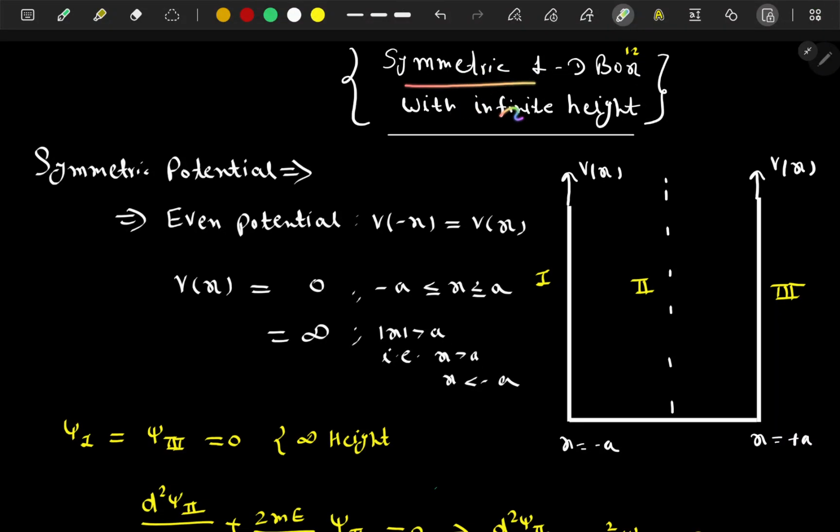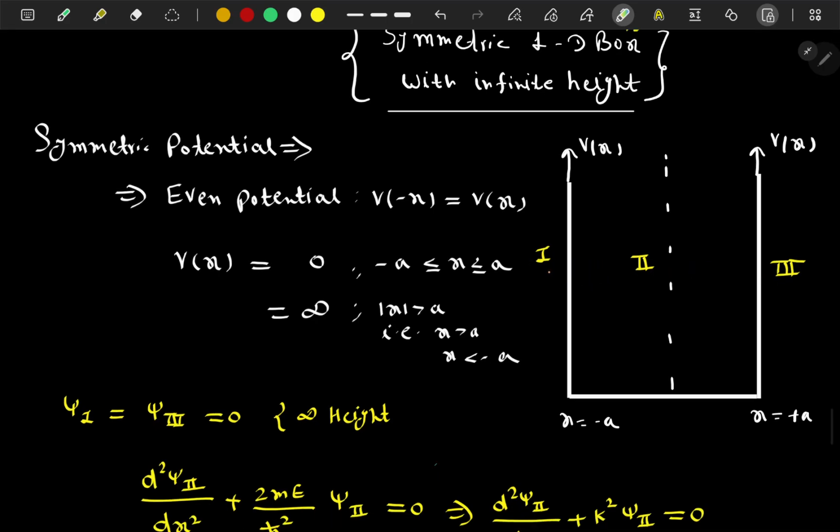Symmetric 1D box with infinite height. Suppose there is a symmetric 1D box here. The limits are x equal to minus a to x equal to plus a, and the potential extends to infinity, which means the walls go to infinite height. You can clearly see it can be defined in three regions: first, second, and third.